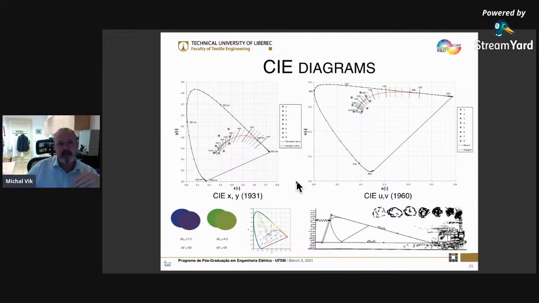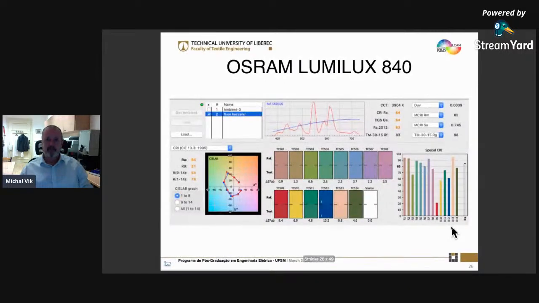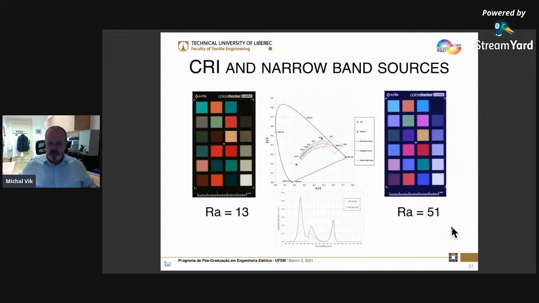You have seen that in 1939 and also during the Second World War, a number of transformations were developed from the XYZ system into new UCS systems. Here you can see the CIE UV system from 1960, as a system where the distribution of color differences is a little bit more uniform. Here you can see a funny drawing, which is a description of the phenomenon, how to do it. I think that we can go through.